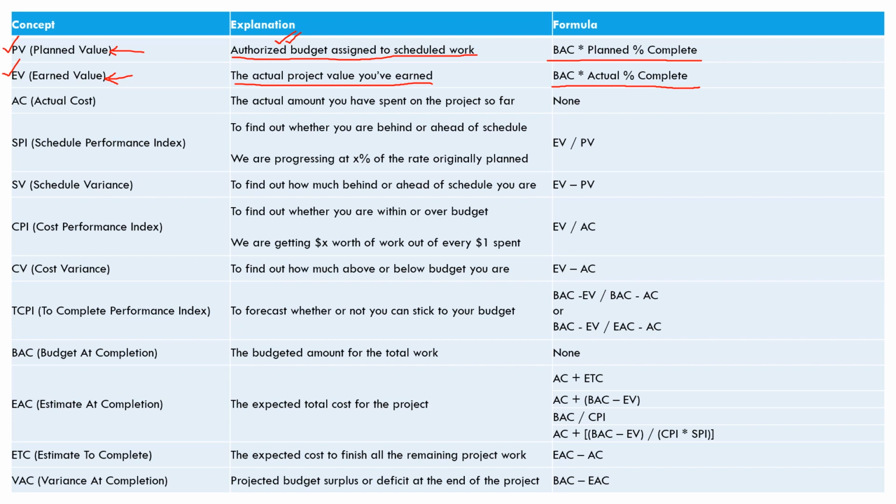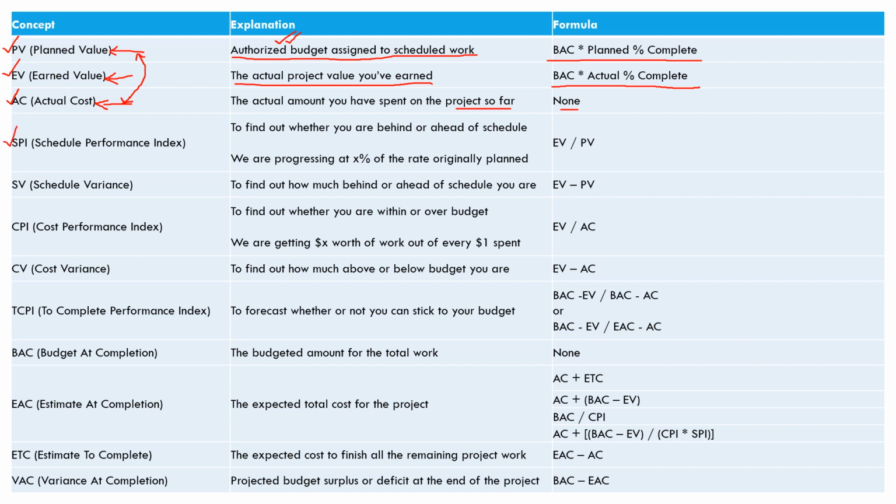Moving on, AC, actual cost, is the actual cost. So the actual amount you have spent on the project so far. There's no formula for it because as a project manager, you should know the actual cost, the amount that you have spent on the project so far. Now, do you see the difference between AC and PV? AC is the actual money you have spent, while PV is your authorized budget, the planned money that you should have spent. So that's the difference between the two.